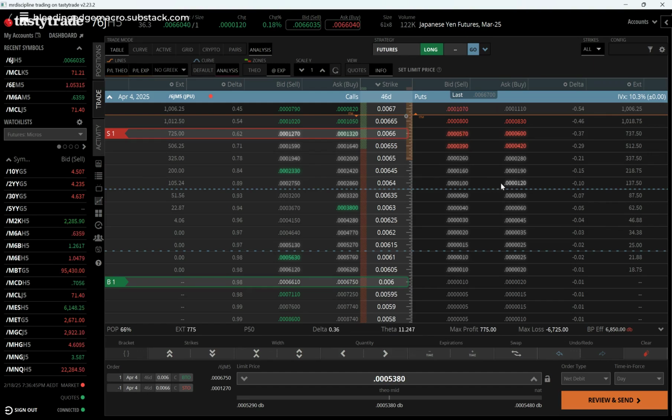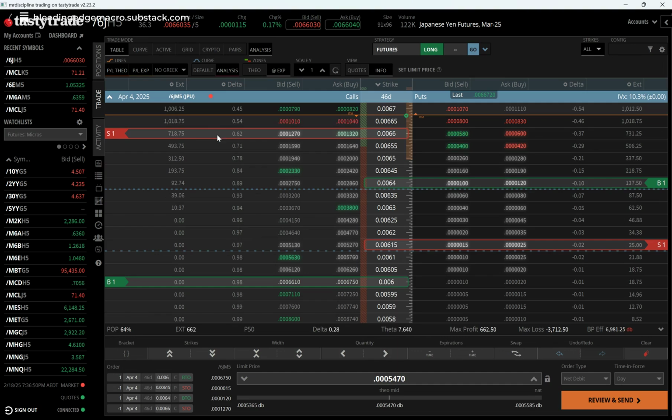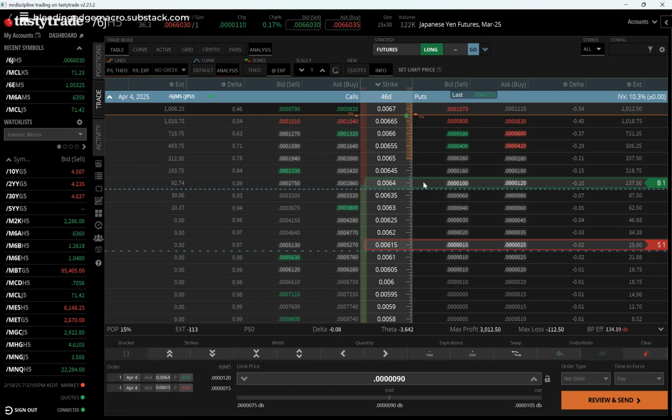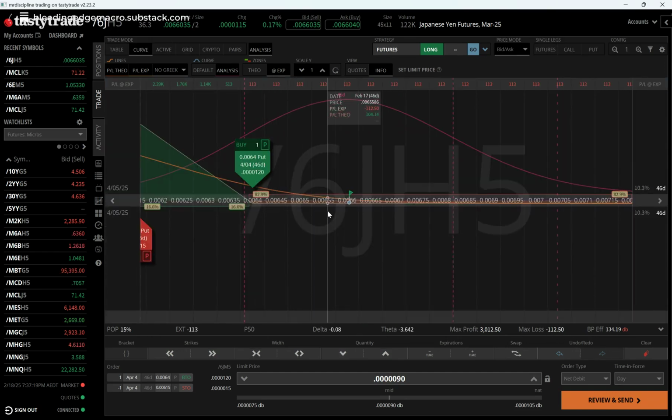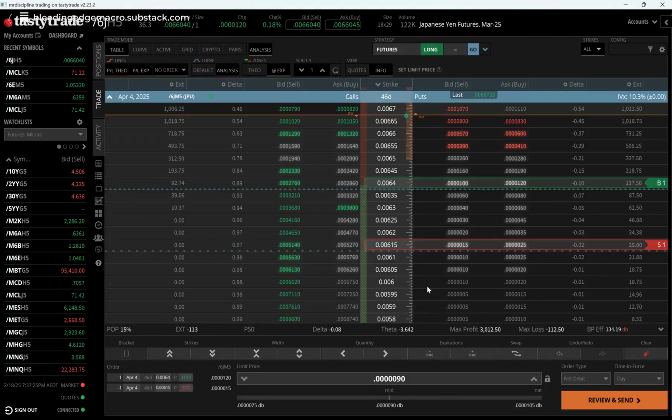So what I did is I put on, if you just have a look here, this call is taking in $780 in extrinsic value per contract. That's the time value. So let's clear everything else out for a second. If we put on this debit spread, which is at one standard deviation down, we have the long leg at one standard deviation down and the short leg at two. Then that would only cost us, let's look at the curve, $113. So we can put that on for a fraction of the extrinsic value on the call. And so I did that.